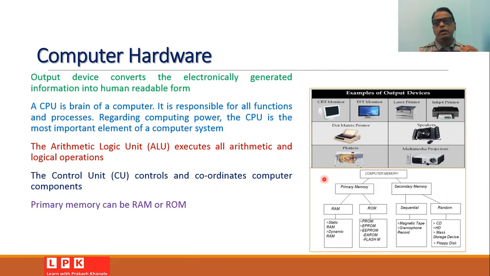Then we have memory. Computer memory can be classified into two categories: primary memory and secondary memory. In primary memory, we have RAM, that is random access memory, and ROM, that is read-only memory. And in secondary memory, we can have sequential memory or random access memory. Sequential memory means the data is stored sequentially, one after the other.